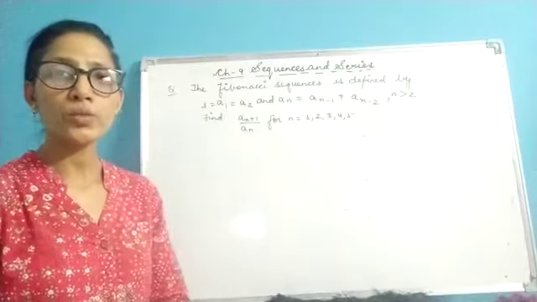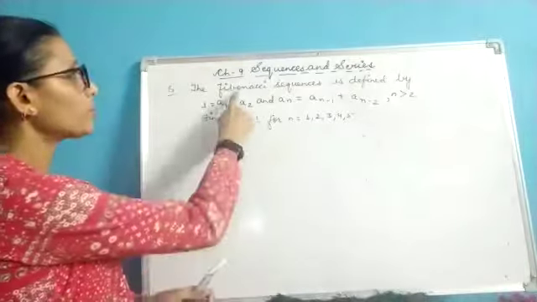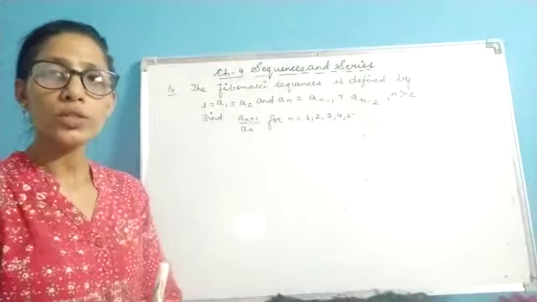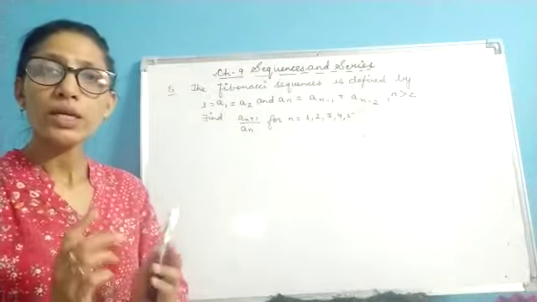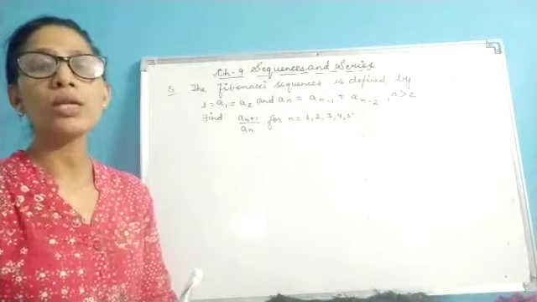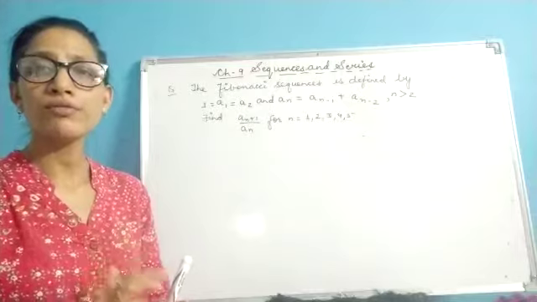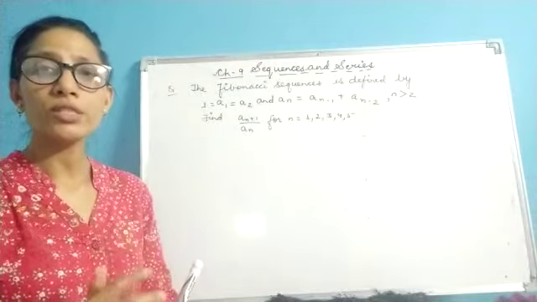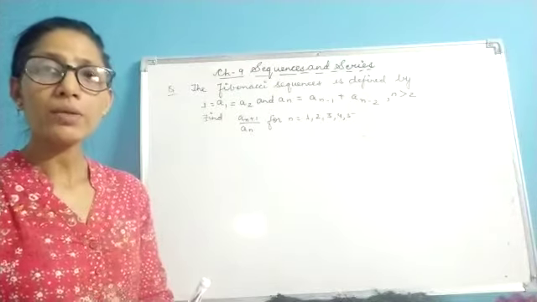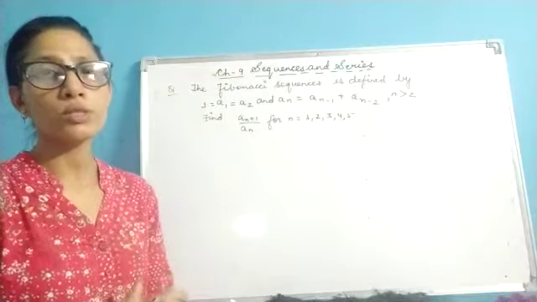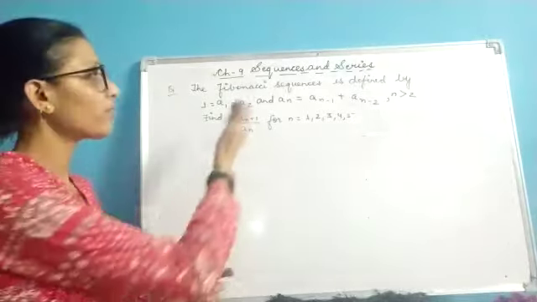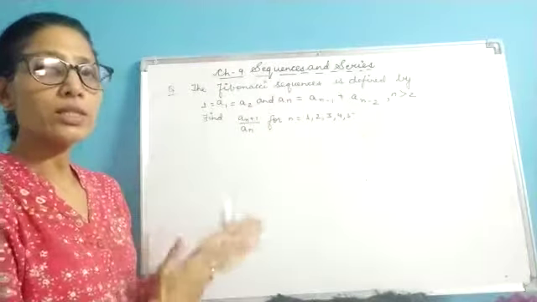Before doing this question, let's discuss the Fibonacci sequence. Children, a sequence is said to be a Fibonacci sequence if its first 2 terms are the same and the third term is the sum of the previous 2 terms. Then we get a Fibonacci sequence. Now let's attempt this question.